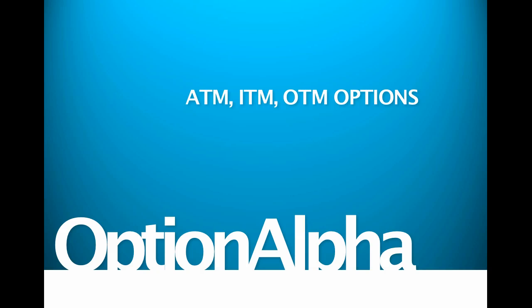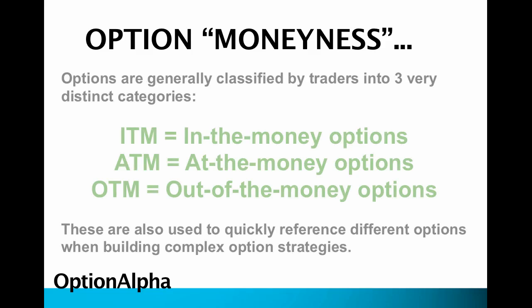This is the video tutorial for one of the bigger topics when it comes to options trading basics, and that's option moneyness. So we're going to get right into it here. Options are generally classified by traders into three distinct categories. We usually refer to them by their acronyms: ITM, which is in the money options, ATM, which are at the money options, and OTM, which are out of the money options. These are used to quickly reference different options when building complex strategies.